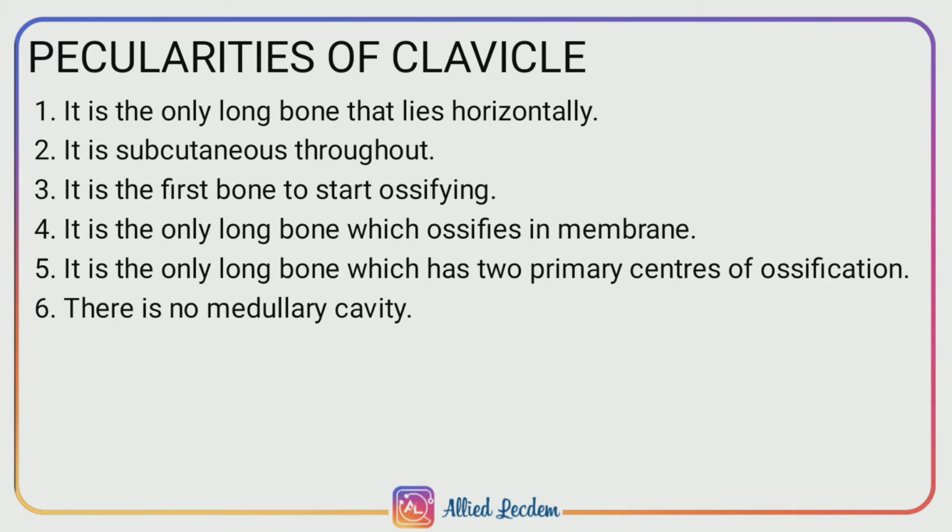Next, it is the only long bone which ossifies in membrane and is the only long bone which has two primary centers for ossification, and there is no medullary cavity. And the blood supply of the clavicle bone is from the suprascapular artery.